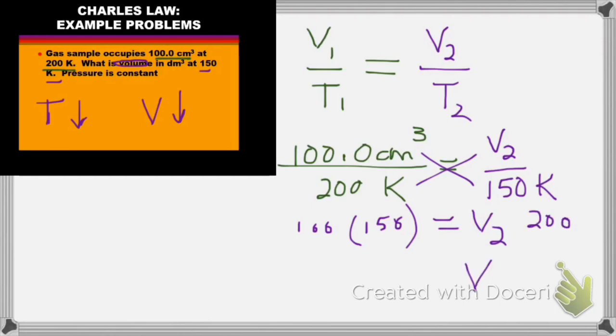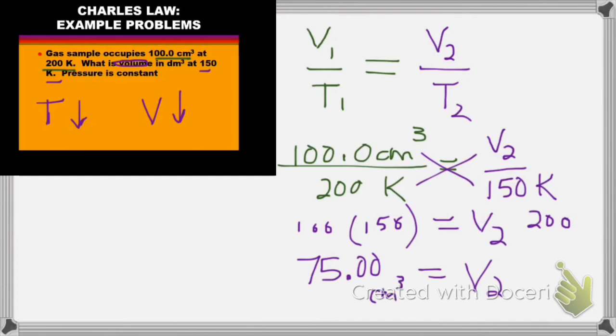Isolating and solving for my V2, I would get 75 centimeters cubed, and we want 4 significant digits. Ooh, you know what? I don't like just having one significant digit looking at that. So let's just go with the 4 using the 100. You know, looking at it, following all rules, I agree it would be 1. But we're going to use 75 centimeters cubed.